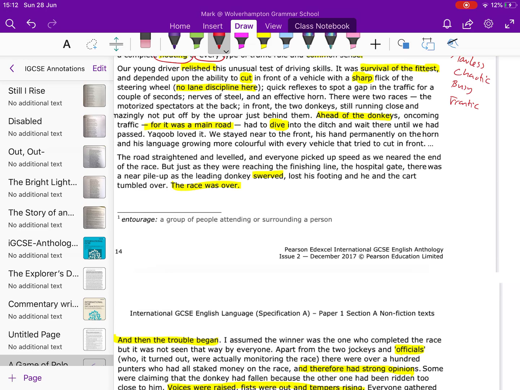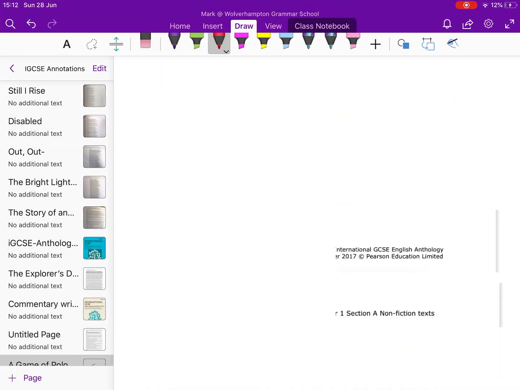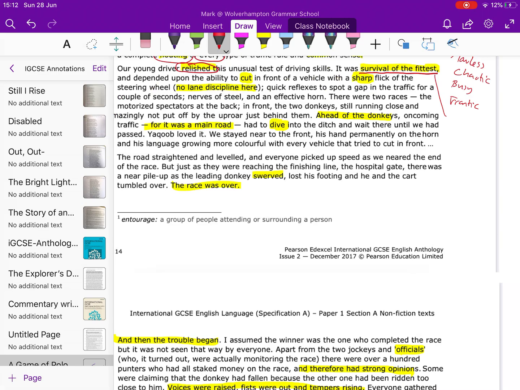But this is where we get the point about, it's not just about sports, but it's about the people. This driver relishes, he's enjoying this test of driving skills in this environment. The comparison to this being a survival of the fittest, once again, reinforces the competitive nature and how people are fighting against each other in order to get the best view.